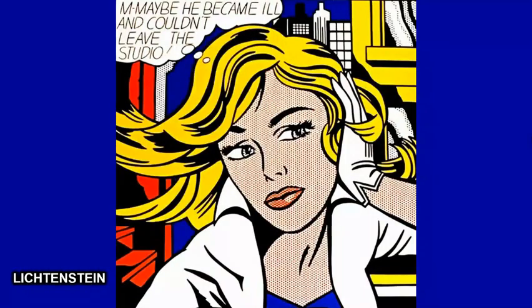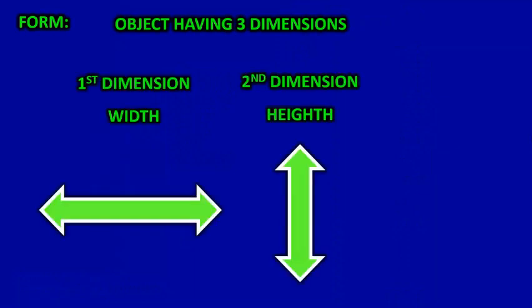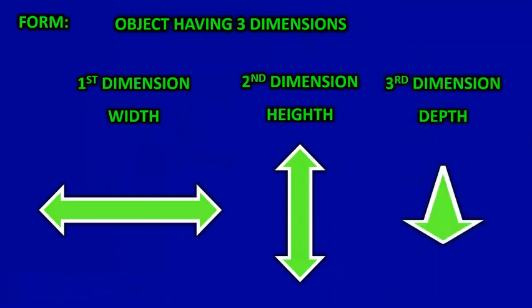Lichtenstein's shapes are freeform. So then let's discuss what a form is. A form is an object having three dimensions. Well, we know what the first two dimensions are. This is the width and height. But then what's the third dimension? The third dimension is depth.